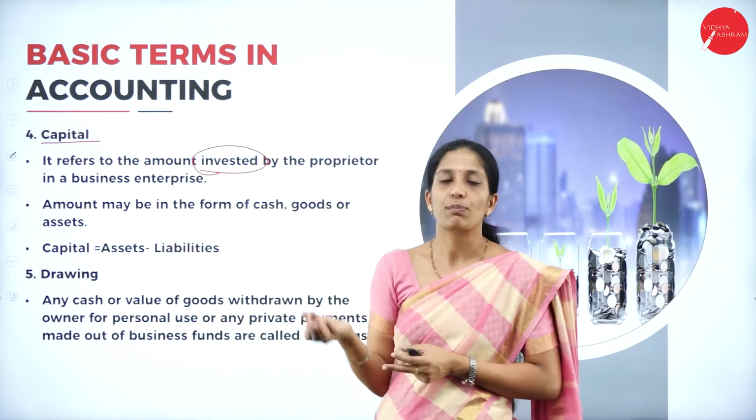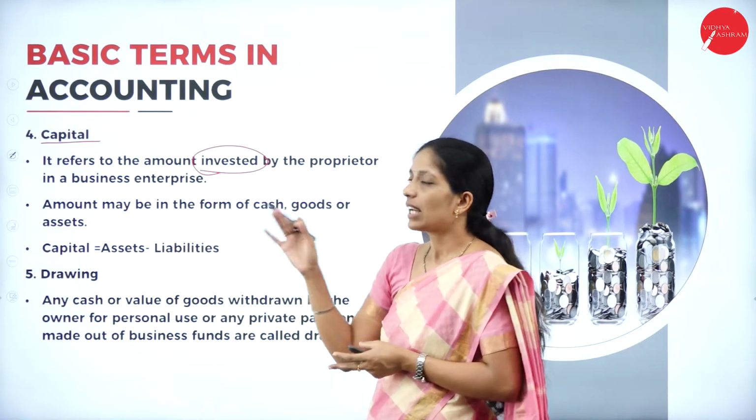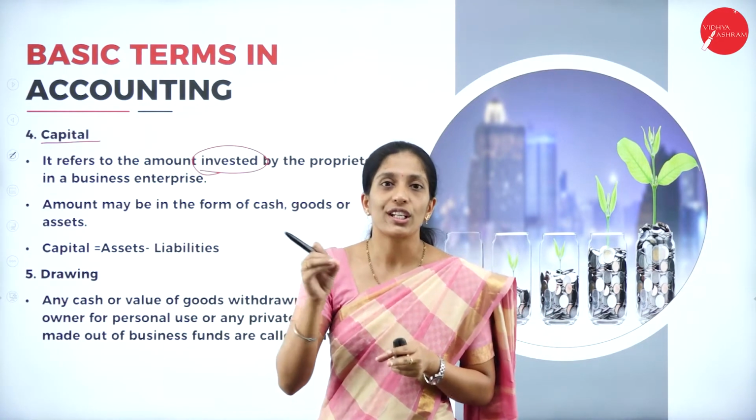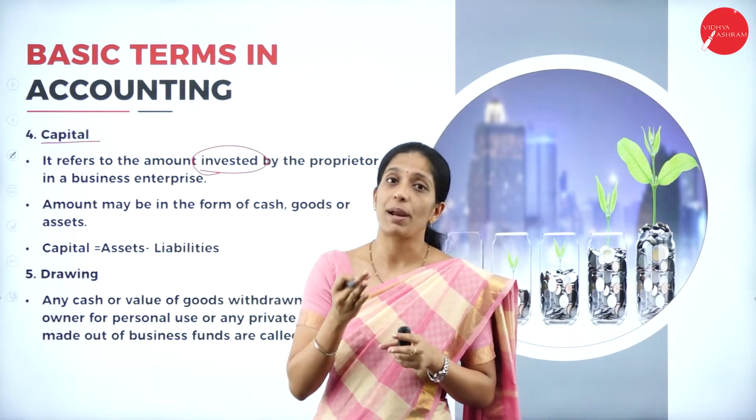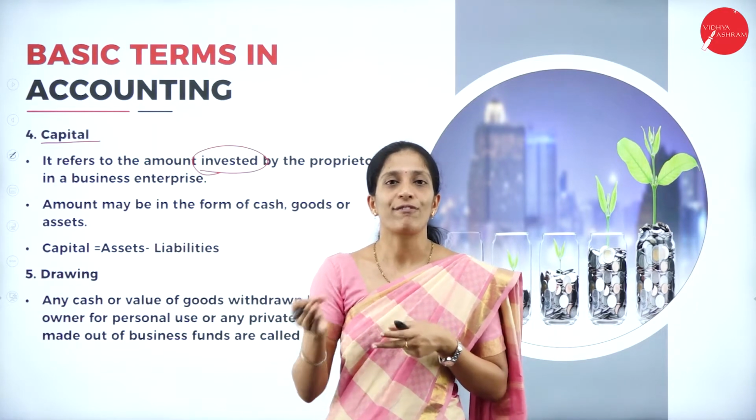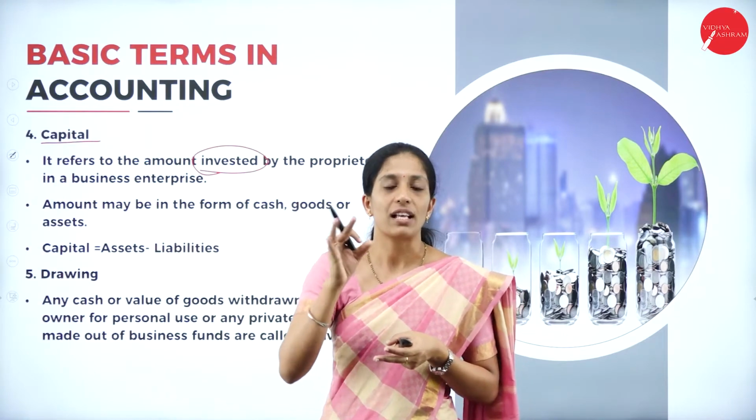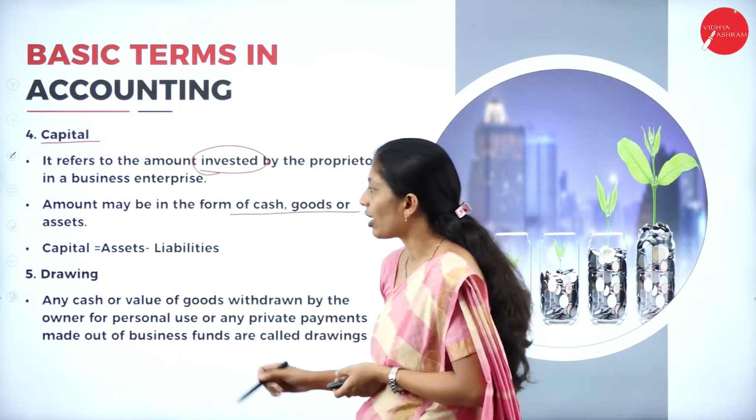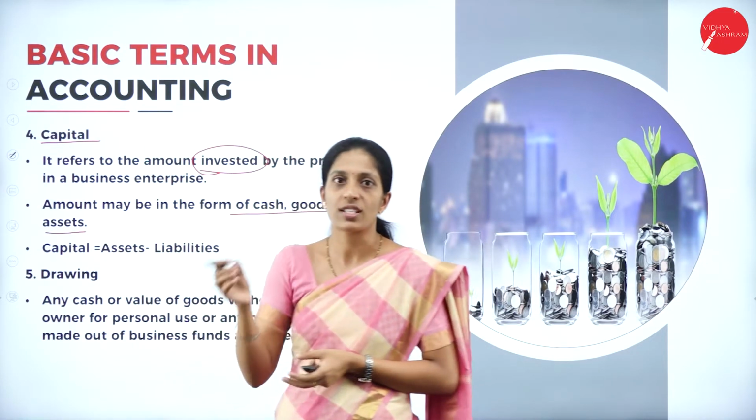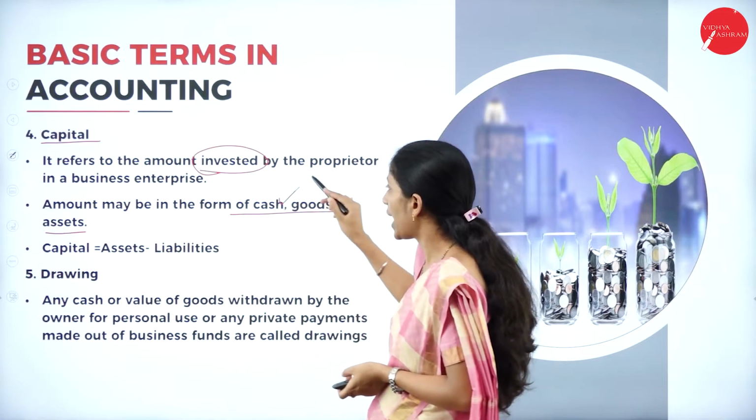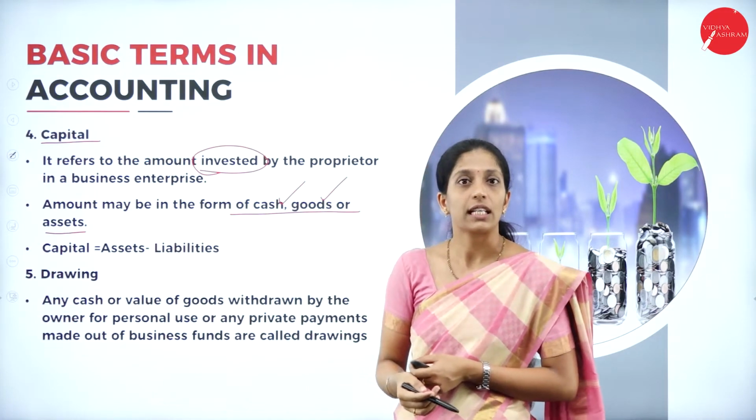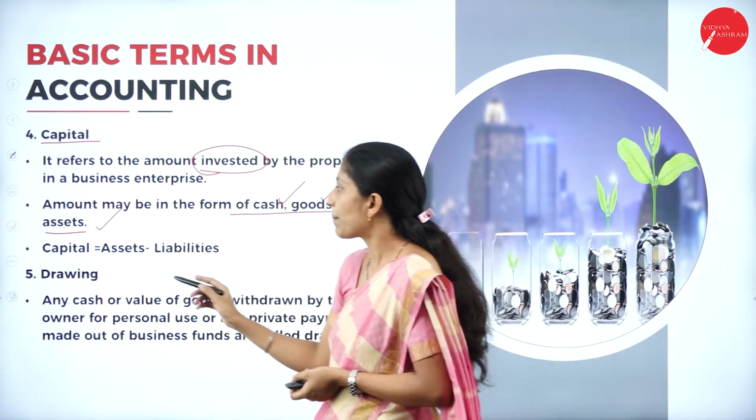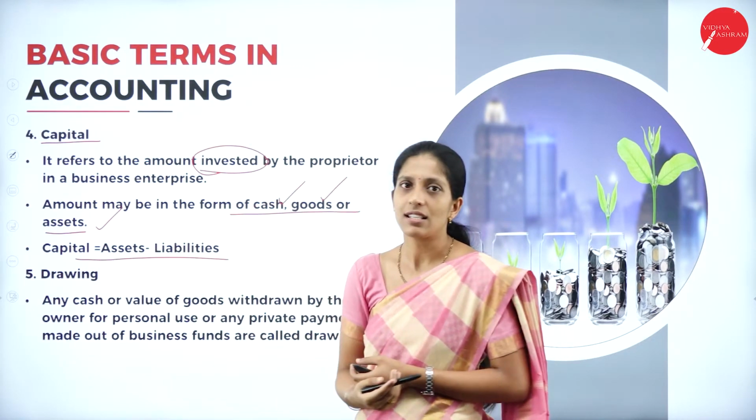It refers to the investment made by the proprietor in a business enterprise. That is the owner of a business enterprise who is going to invest some amount. It may be in the form of cash or in the form of an asset. Both are termed as what? Capital. The amount may be in the form of cash, goods or any other asset. There is a formula for capital, that is capital is equal to asset minus liability.